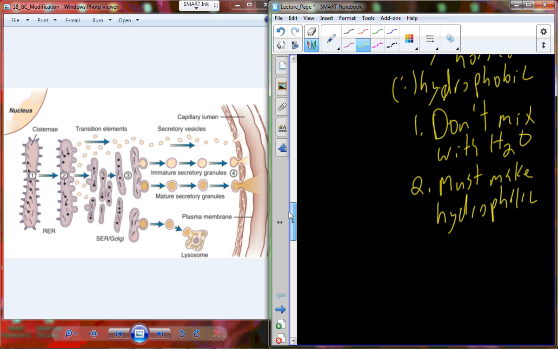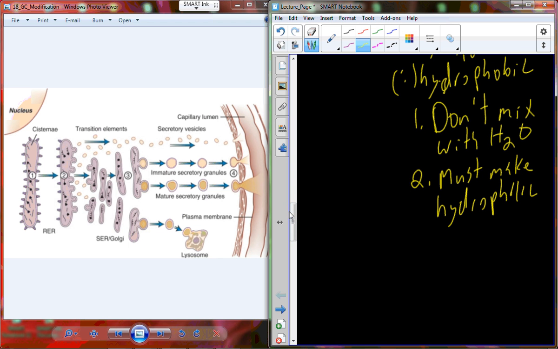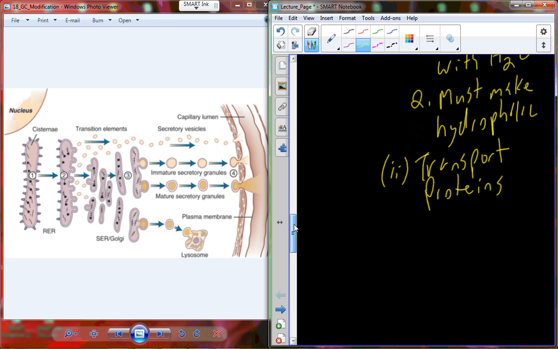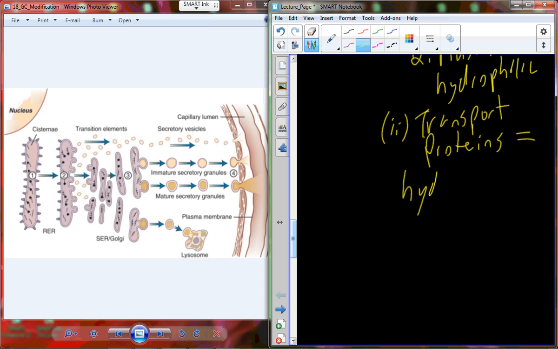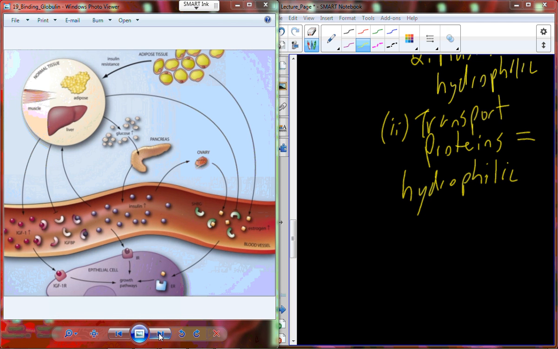So how do we actually go through the process of making these hormones hydrophilic? Well, we associate them with hydrophilic proteins that actually can protect or guard the hydrophobic molecule from the hydrophilic environment, the water environment. These are called transport proteins. And the transport proteins that we're going to rely on, again, are going to be hydrophilic, but will also have the ability to associate with or bind to or collect up any of these hydrophobic hormones.